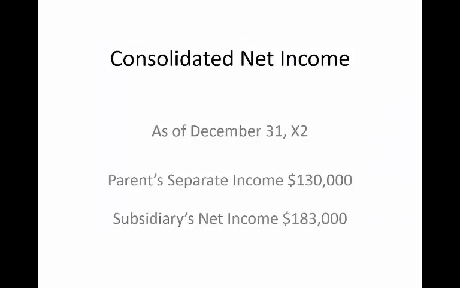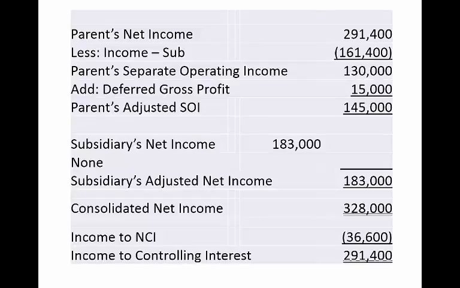And then lastly, with our consolidated net income, in year 1 we subtracted the deferred gross profit. In year 2 we're going to add it to our separate operating income. This concludes a discussion on case 2, inventory sold by the subsidiary in the second year.